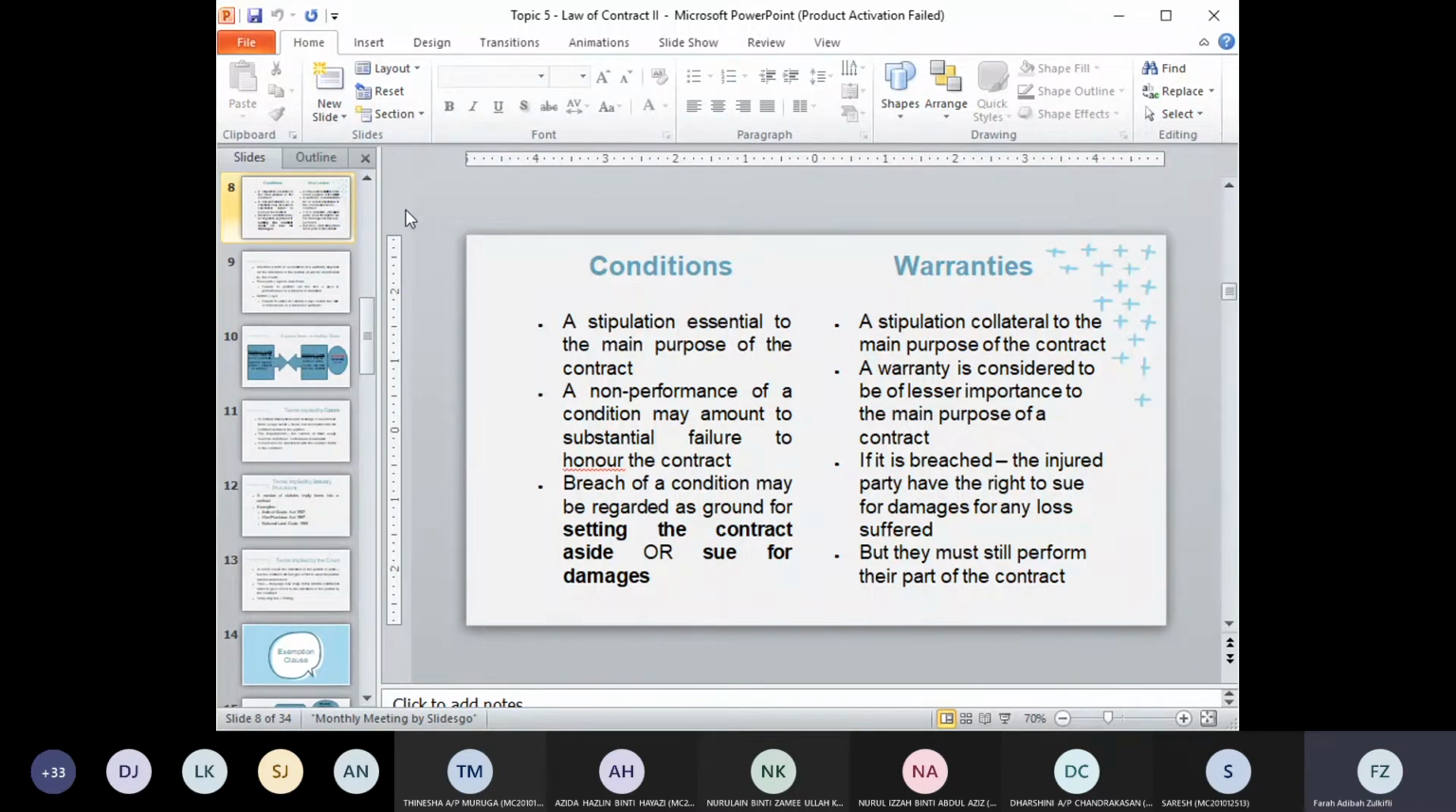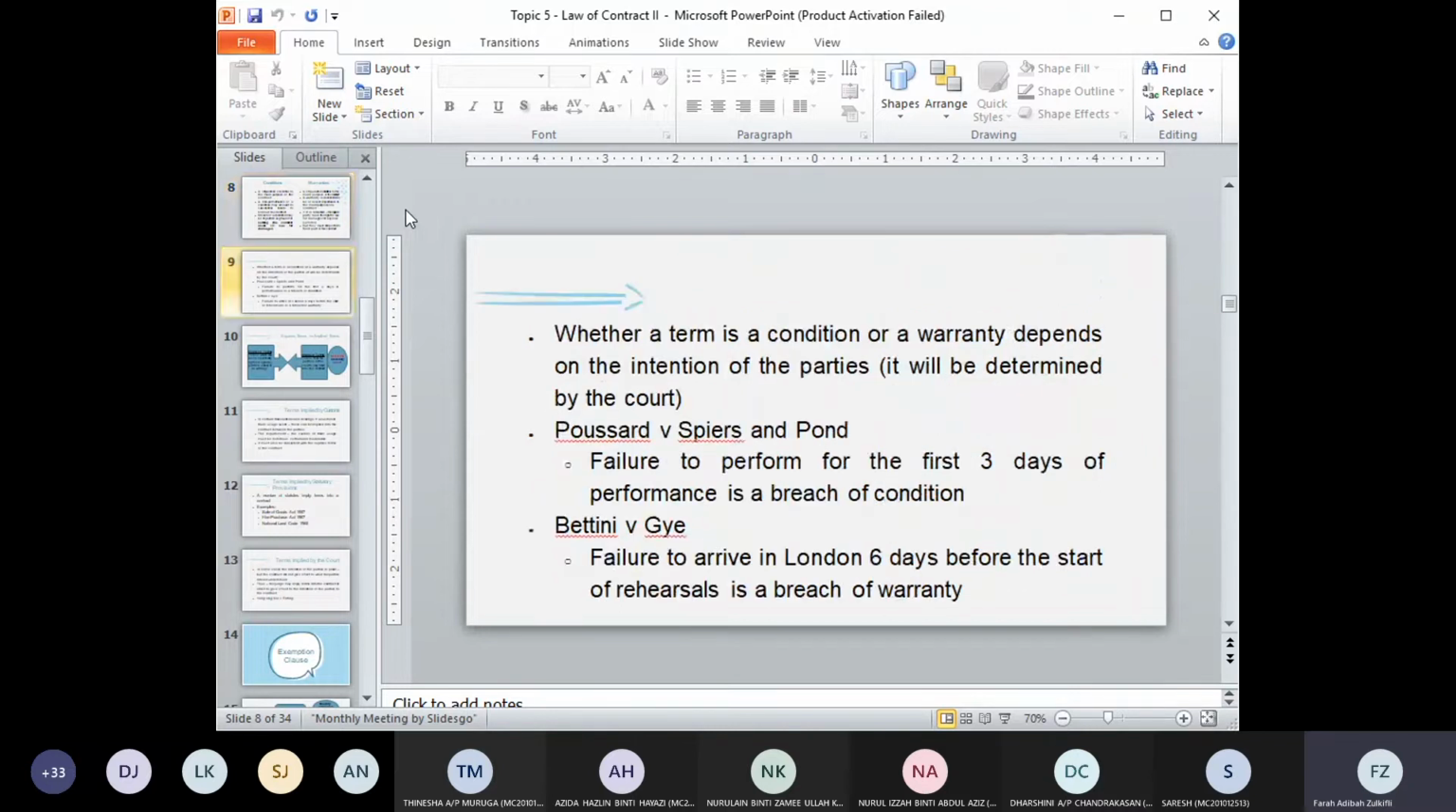So I think this may be quite confusing, but we will see these cases. We will compare these two cases to see why one is a condition and why the other is a warranty. Whether a term is a condition or a warranty depends on the intention of the parties. So the court will look at the intention of the parties and determine whether this term is actually a condition or a warranty. So we will see these two cases.